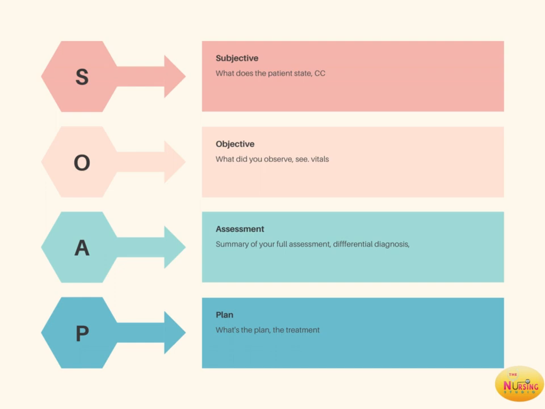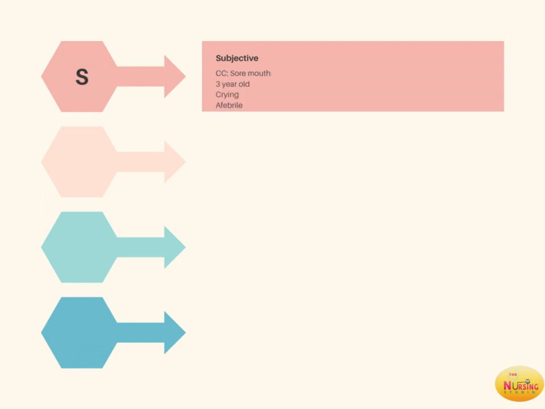So again, SOAP is SOAP. The S is subjective. The O is objective. The A is assessment, and the P is plan. So for subjective, let's get into that. Subjective, we are looking at what the person is stating. What is wrong? What's the chief complaint? You put your HPI, all that goes in this area, right?